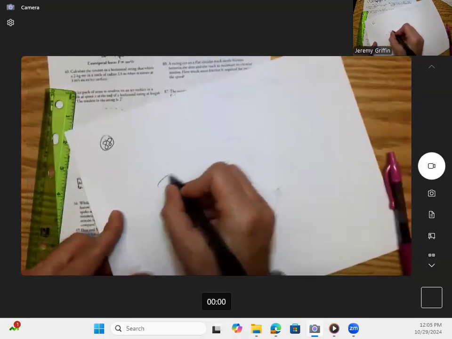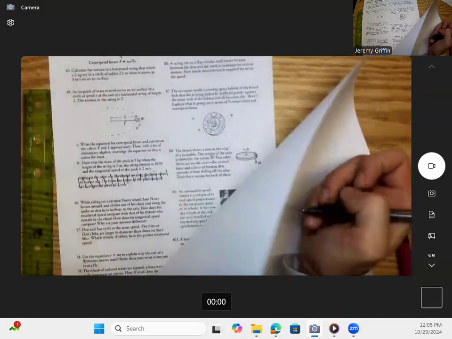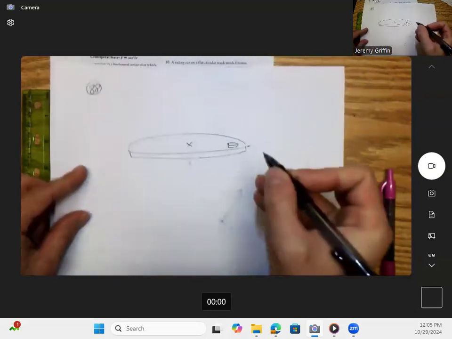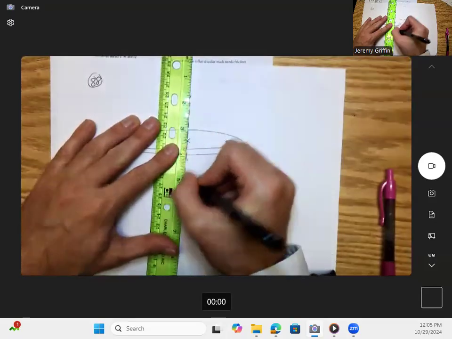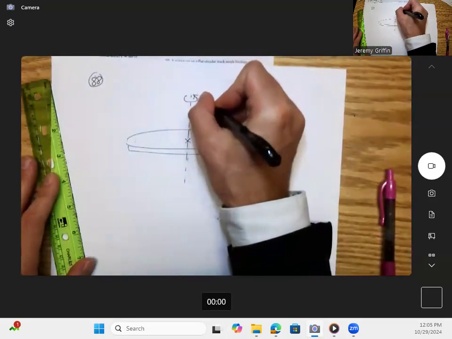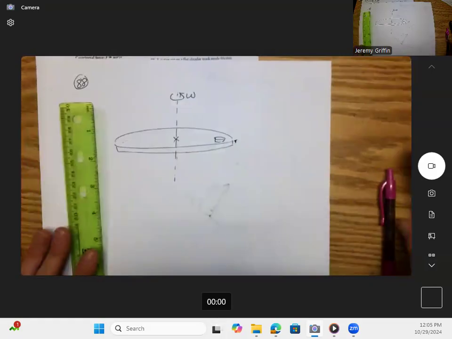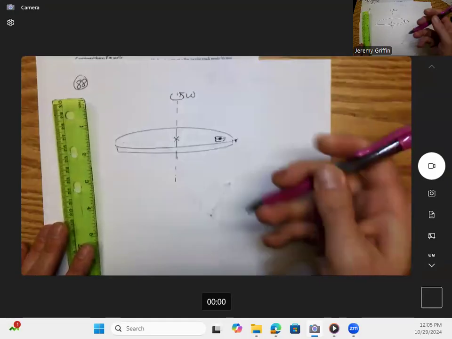Turntable. Here's your turntable. Here's your coin. Here's the center of the turntable. Here's the axis of rotation. And this whole thing is rotating at omega, some number of radians per second. There's the setup. Okay, let's get some forces. So I'll put a center of mass dot on this coin. We're focused on the coin.